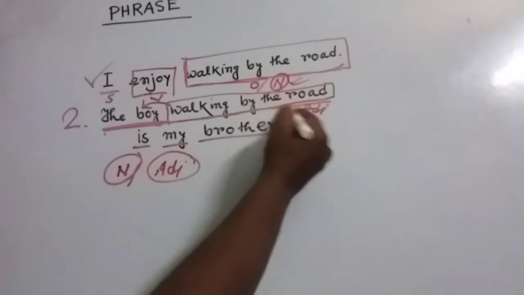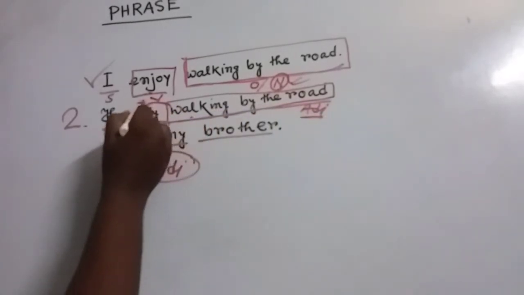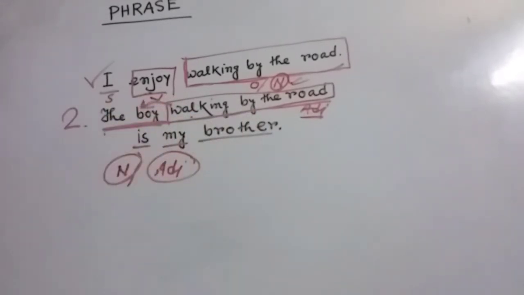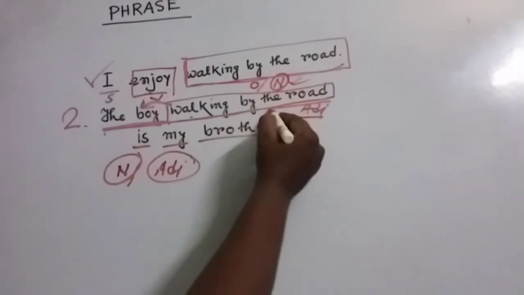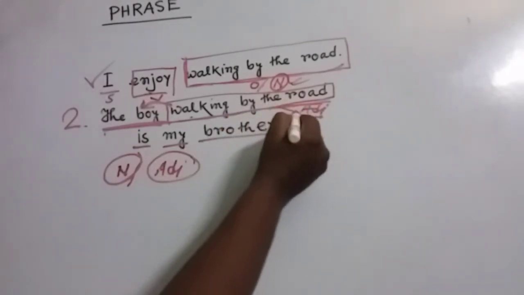This is behaving like an adjective in the sentence. That means it is modifying a noun. The boy is a noun. This group of words is modifying a noun. And we know the word which modifies a noun is called an adjective. So here this is acting like an adjective. So this is an adjective phrase.